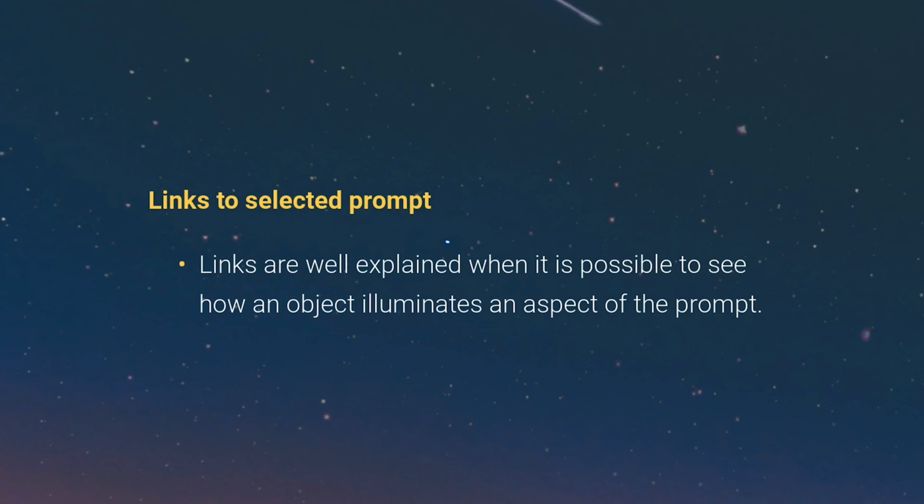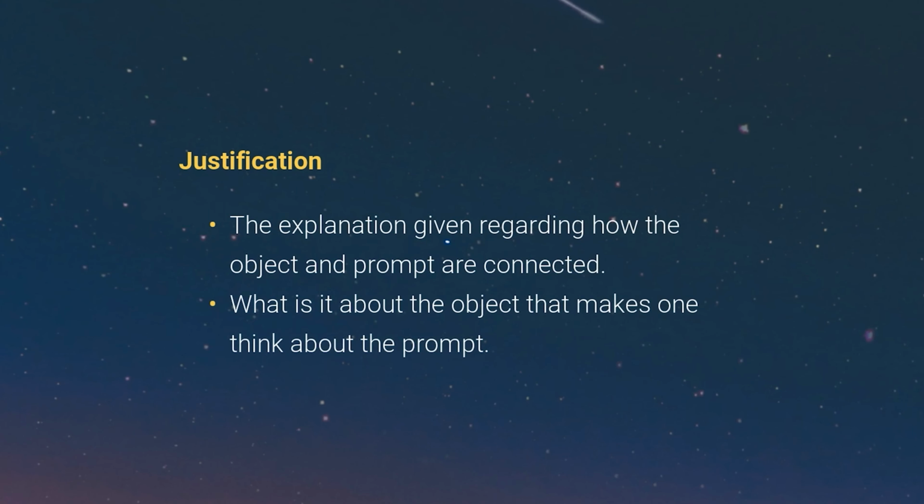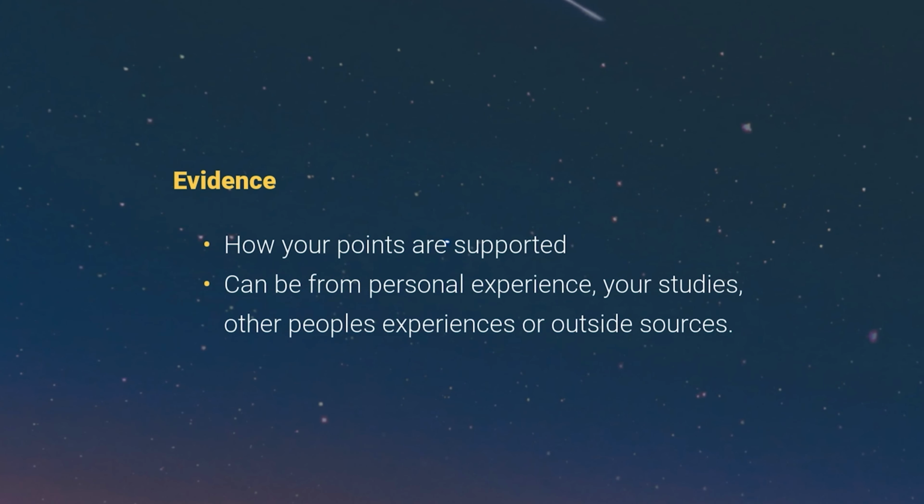The other point to note is to ensure that links are well explained. Show how the object illuminates aspects of the prompt. Justification is another point. Justification refers to the explanation given regarding how the object and the prompt are connected and what it is about the object that makes one think about the prompt. Evidence is required, how the points are supported.